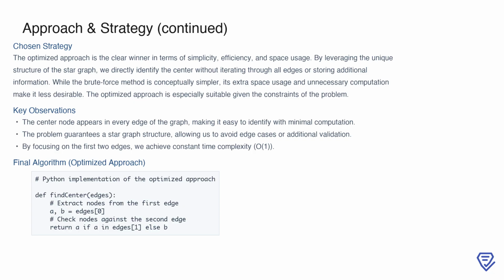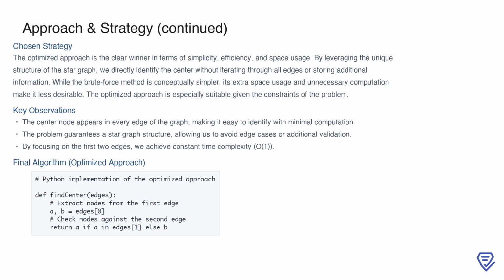It is simple, efficient, and does not require any extra space. By directly leveraging the unique structure of the star graph, we can identify the center node with minimal computation. While the brute force method is easier to conceptualize, its higher space usage and unnecessary iteration make it less desirable.